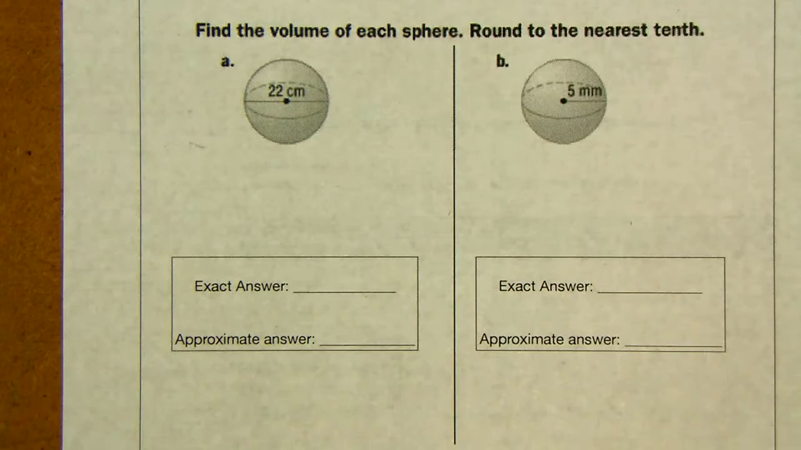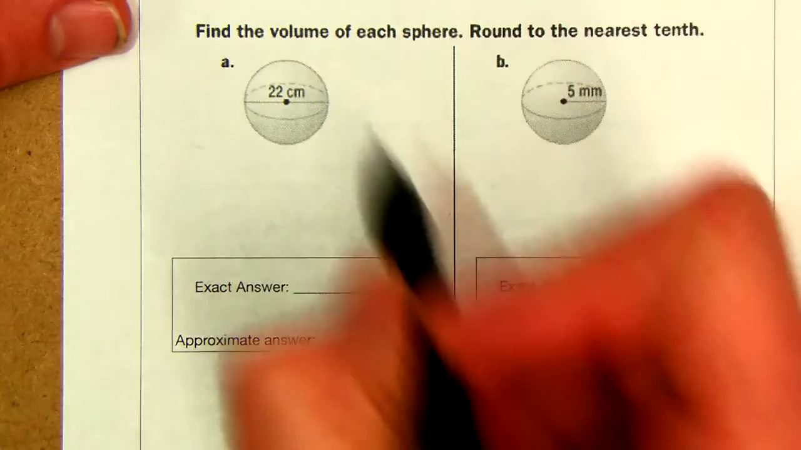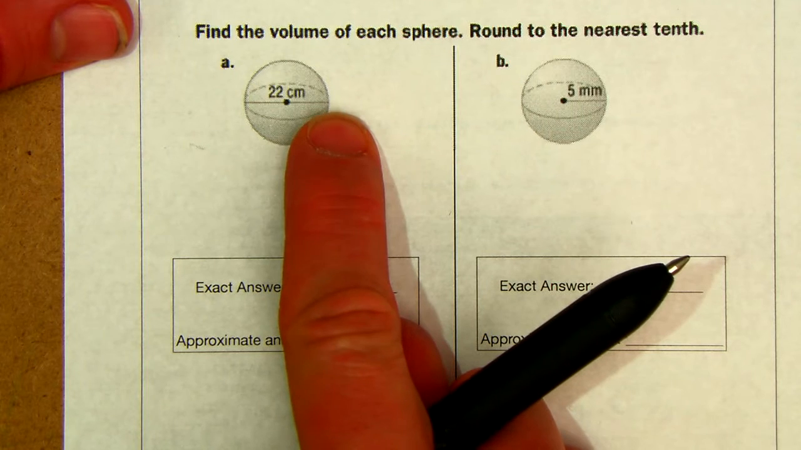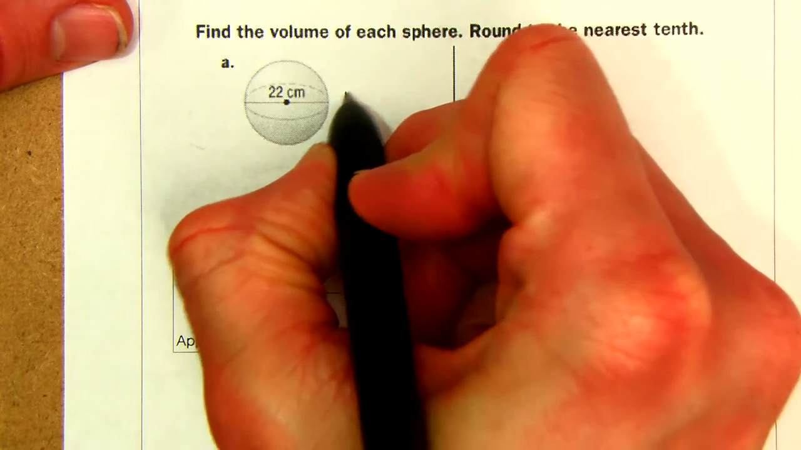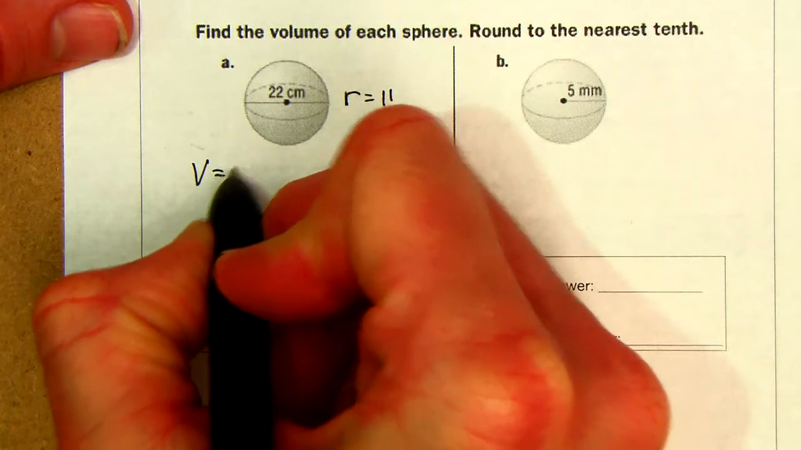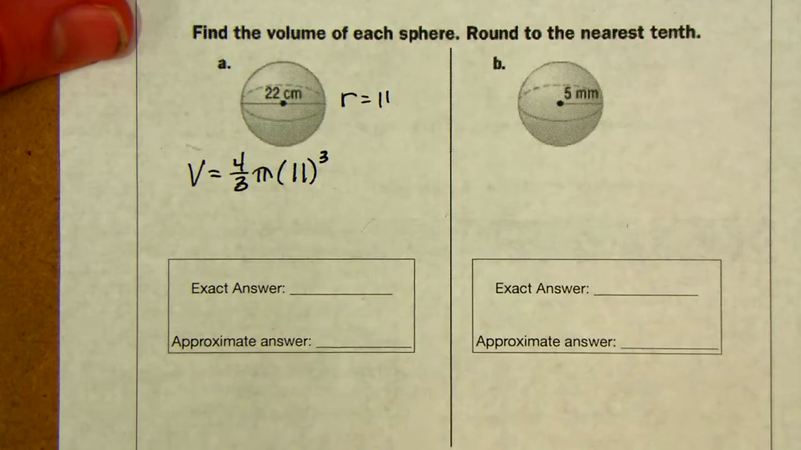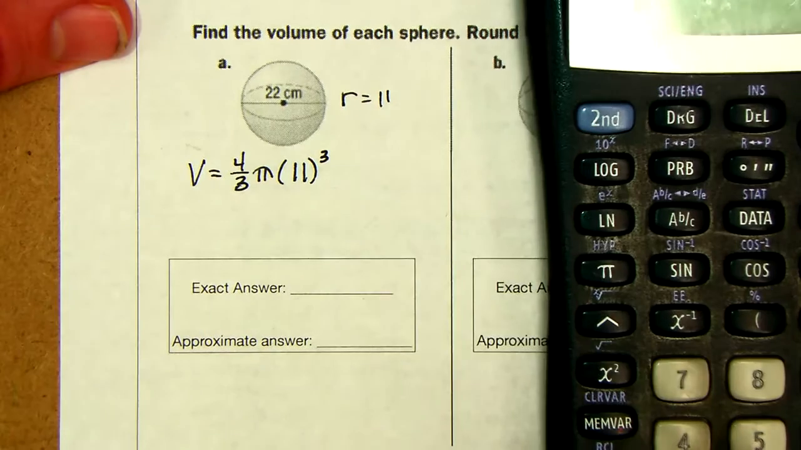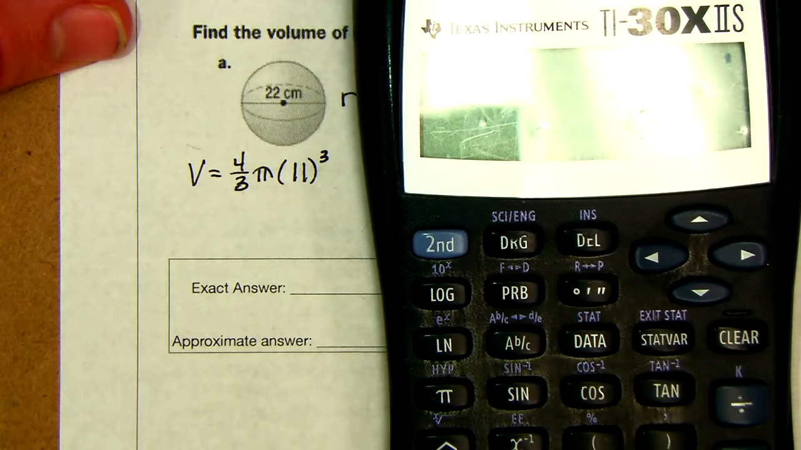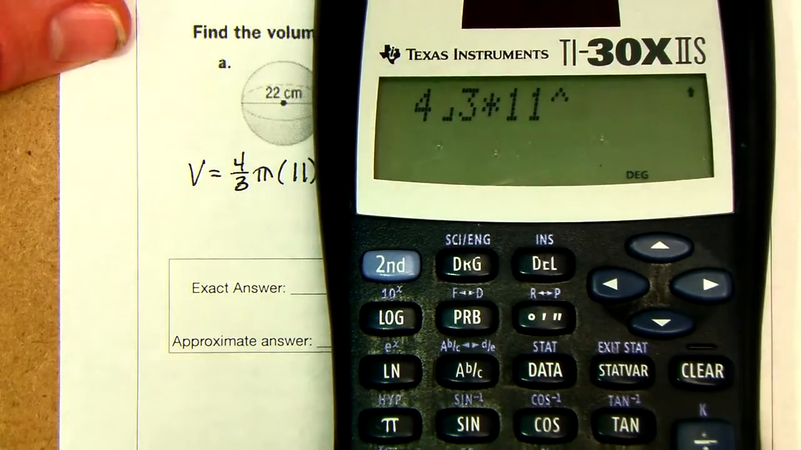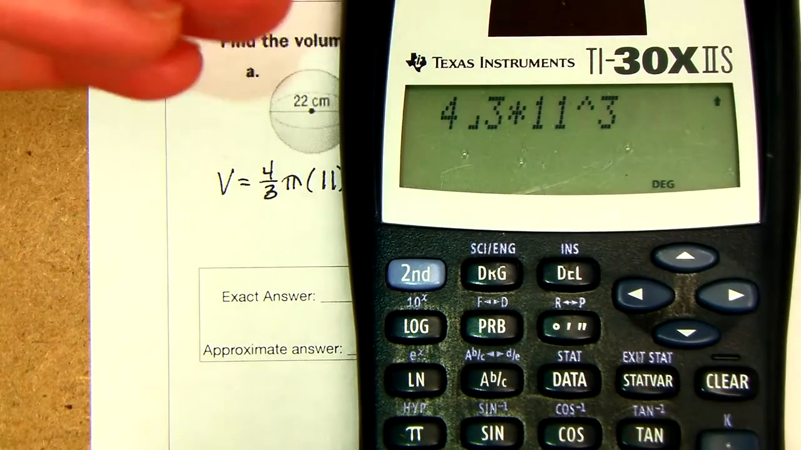Take a look at A. You'll notice that it gives the whole diameter. If the whole line across is drawn in there, that is the diameter, which means our radius is 11. So our volume is 4/3 times pi times 11 cubed. Okay, so I'm going to take in my calculator 4/3 times 11 raised to the 3rd power. So that's a fraction, 4/3 times 11 raised to the 3rd power. That's what that caret gives me. And this will give me a fractional answer.